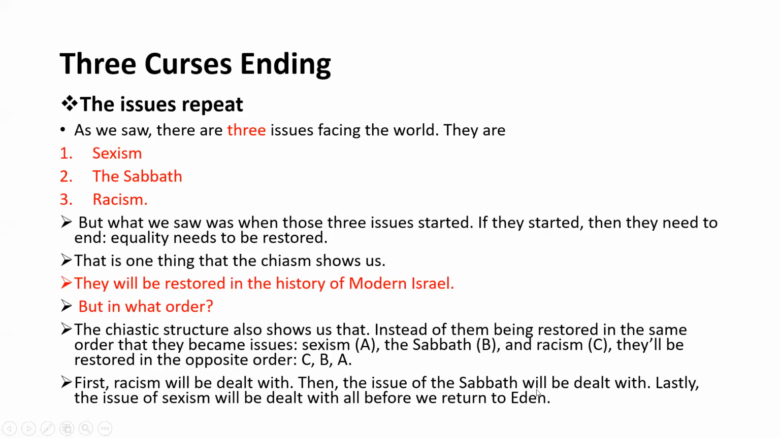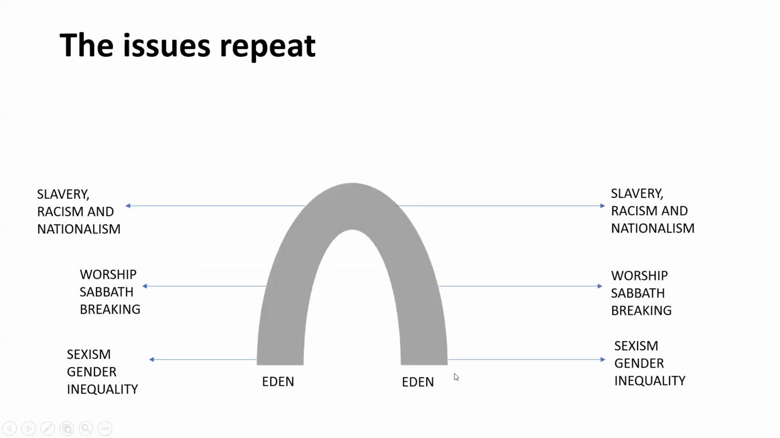So the issues to do with the Sabbath will be dealt with secondly. Then lastly, the issues to do with sexism will be dealt with before we return to Eden. So we are supposed to see a line which represents this. Here, I've tried again to use this picture to elaborate the three cases and how they are going to be restored.